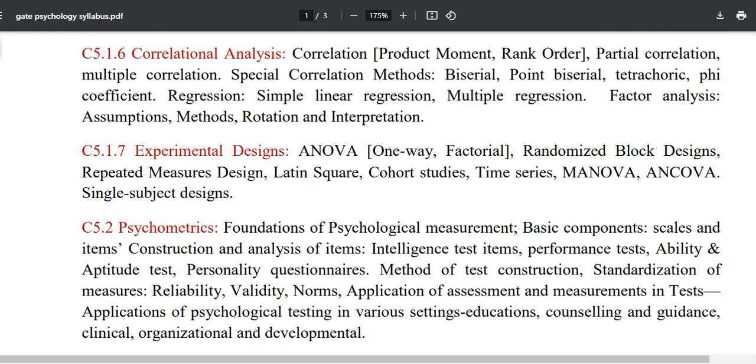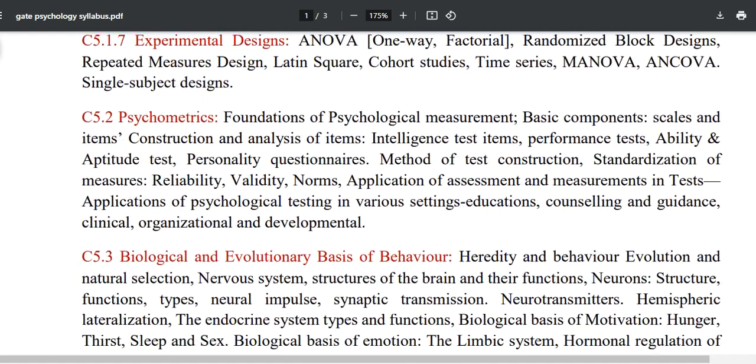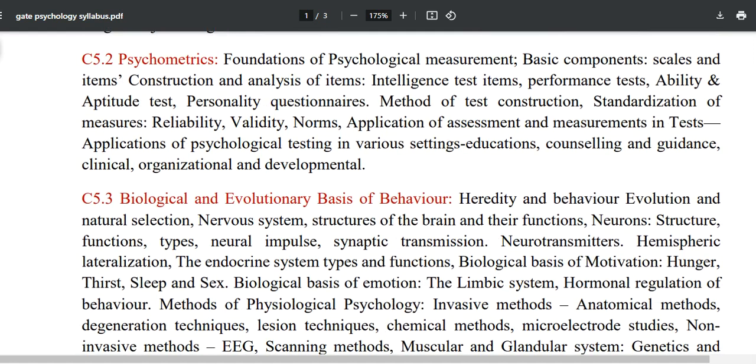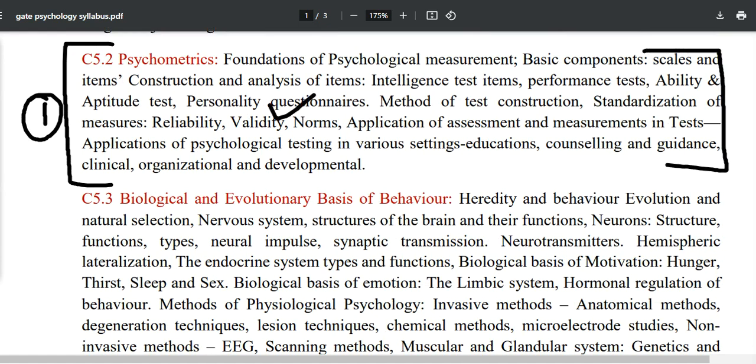Now talking about the next one, psychometrics. There was one single year, which you will find in this ebook, where there was not a single question from this particular topic. So in GATE, you have to be very careful.